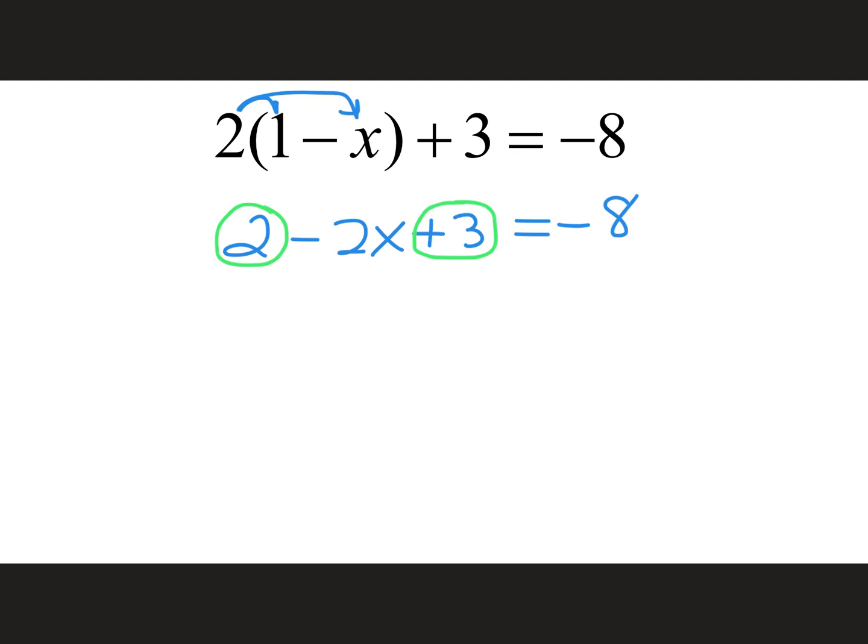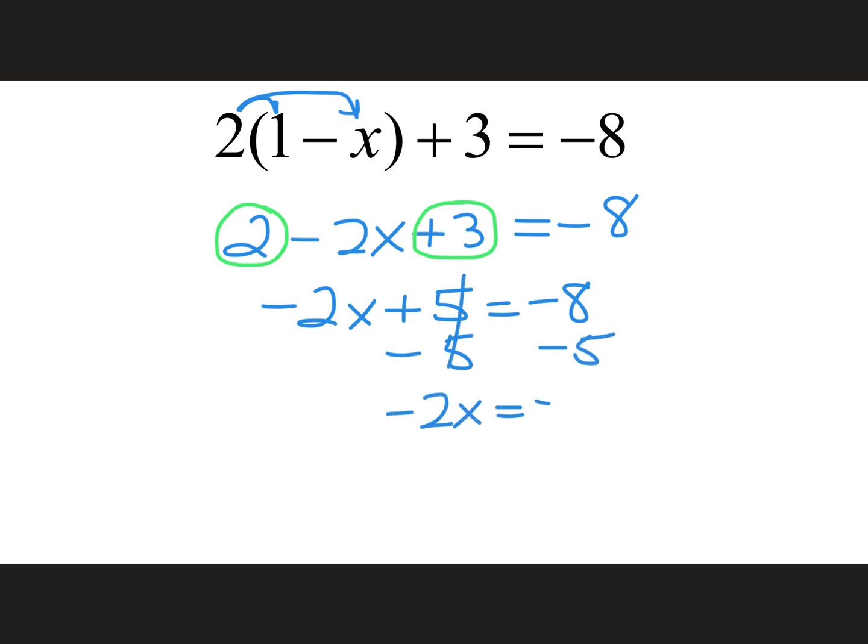And so what I'm going to do is I'm going to actually list the negative 2x first. Remember, if the sign's in front of the term, the sign stays with that term. 2 plus 3 is 5. And then equals negative 8. Woohoo! Okay, let's keep going. Subtract 5 from both sides. And that's a 0. So negative 2x equals negative 13. Divide by negative 2 to get rid of that multiplication. And x equals 13 over 2.